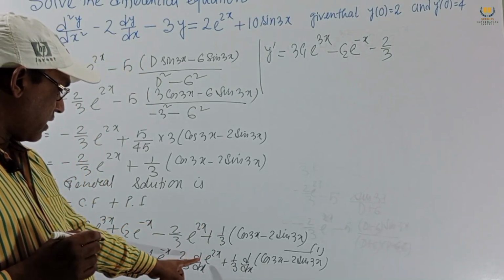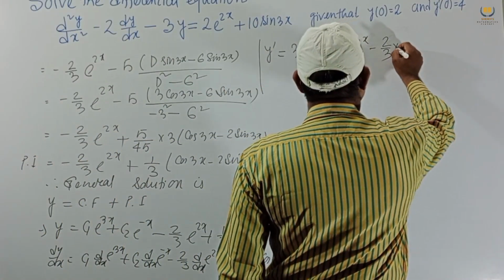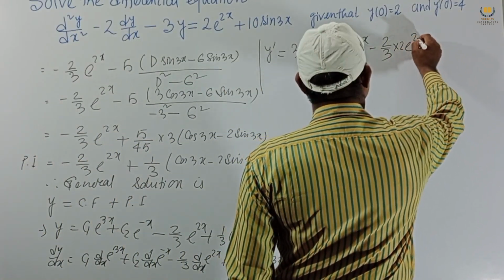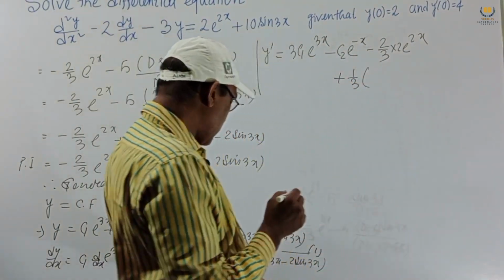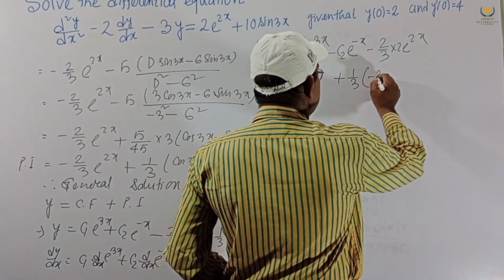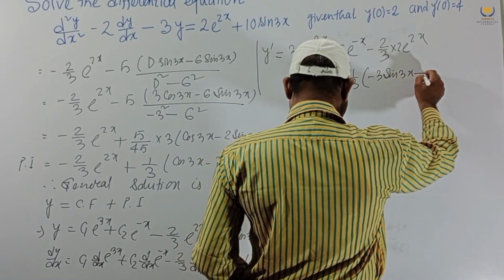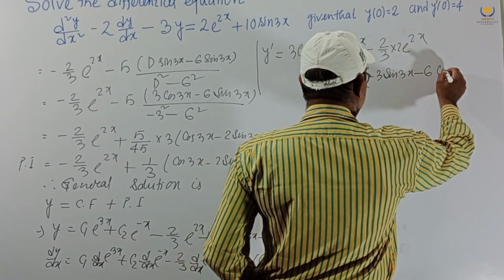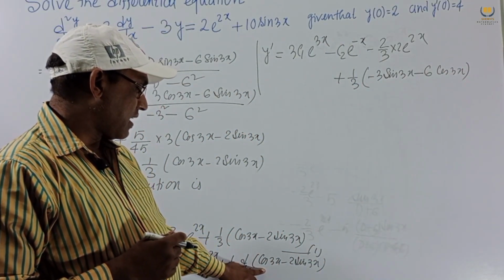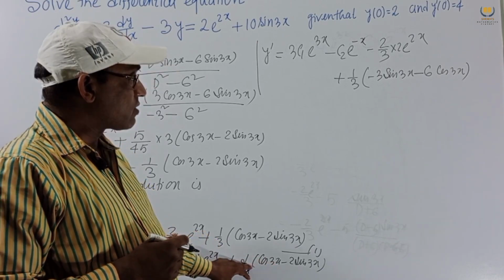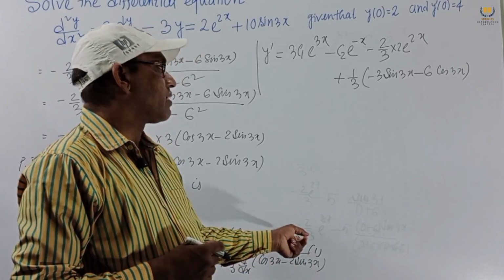and this one, if we differentiate e^(2x), means 2e^(2x), plus 1/3. If we differentiate this, then this is minus 3 sin 3x plus 6 cos 3x. d/dx of cos means minus sine, then using the chain rule 3 outside, minus 3, and d/dx of sine is cos, and this 3 becomes outside 3.